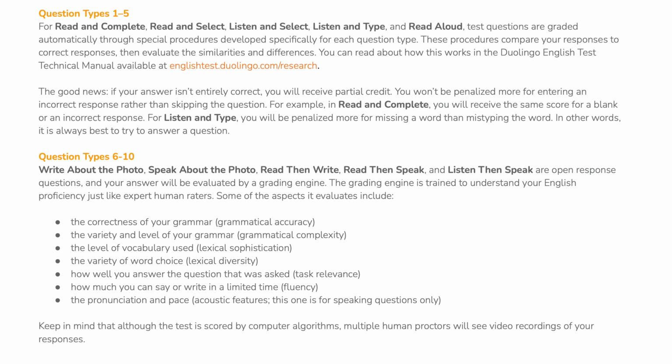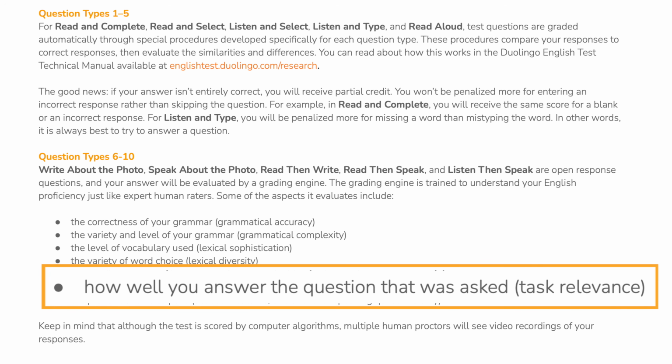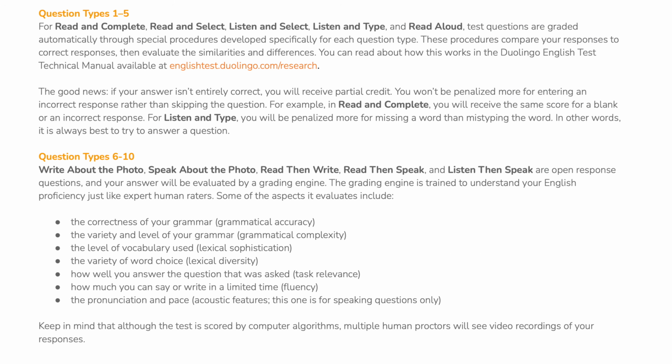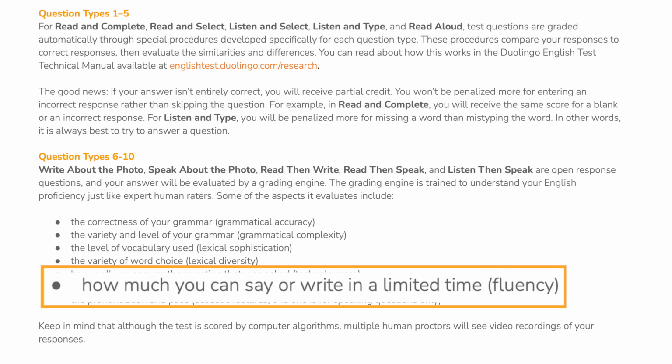It's very important that your answer is closely related to the topic of the prompt. Task relevance is on the criteria, and that's what that means. Is your answer related to the prompt? So just be careful with that. So you get 90 seconds to speak, but you should speak for at least 30 seconds. That's the minimum requirement, but I strongly recommend you try to speak for longer, somewhere between 60 to 80 seconds, because fluency is on the scoring criteria and the length of your speech is related to fluency. So I recommend you try to speak for as long as you can.